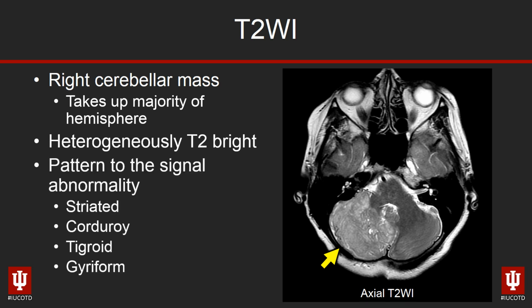And this signal hyperintensity has a bit of a pattern to it. You might describe it as perhaps striated, corduroy in appearance. Some people like to refer to it as a tigroid pattern, but it has this wavy gyroform look to it. And you can see that it's a little bit T2 dark in some areas, but predominantly this is a T2 bright signal intensity mass that we're dealing with.